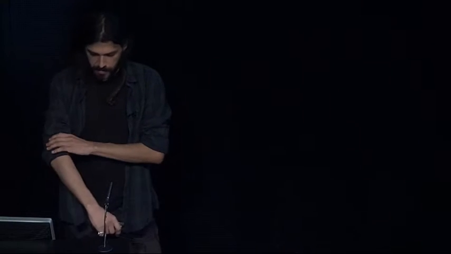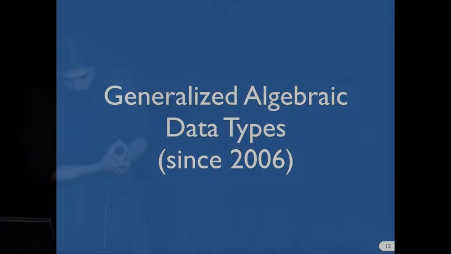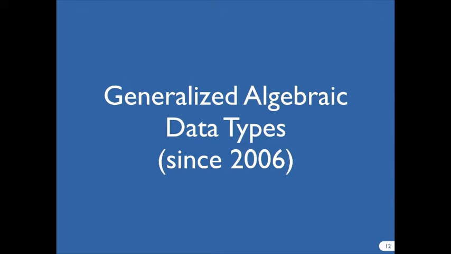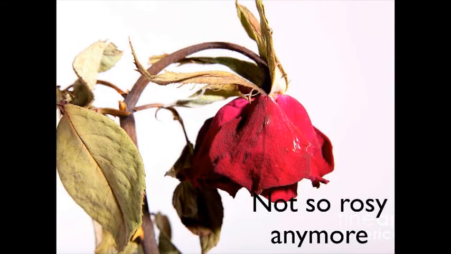Yes, it's based on an algorithm designed in 1994 by Maranget for compiling pattern matching, actually. And it was adapted to work for the warnings. Well, now we come to the problem. In 2006, generalized algebraic data types were introduced in GHC. And since then, things are not so rosy anymore.